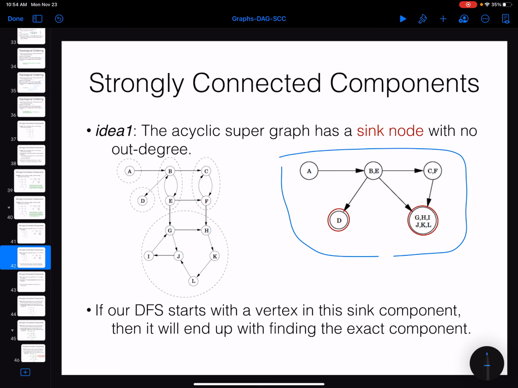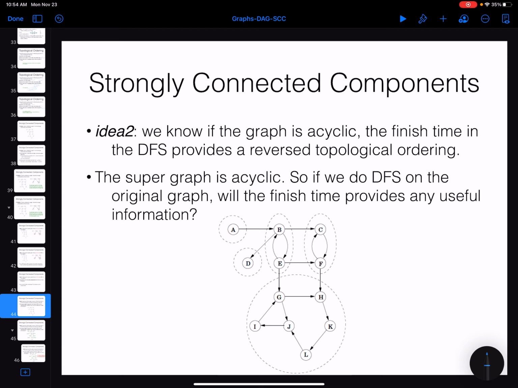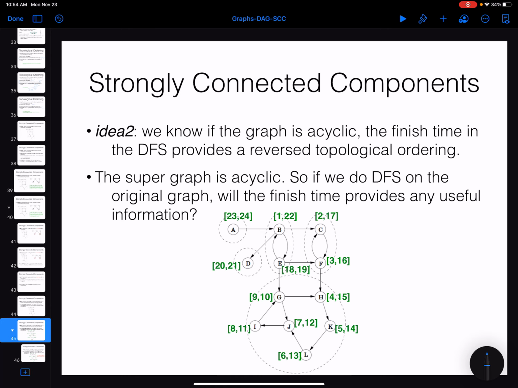So we wanted to see whether the finish time can help us to find the sink nodes or not, because we are interested in the sink nodes. Okay, so I have the original graph. I wanted to run the DFS over the original graph and see whether the finish time can tell me something about the sink nodes or not. This is just an example of running a DFS and finish time over the nodes.